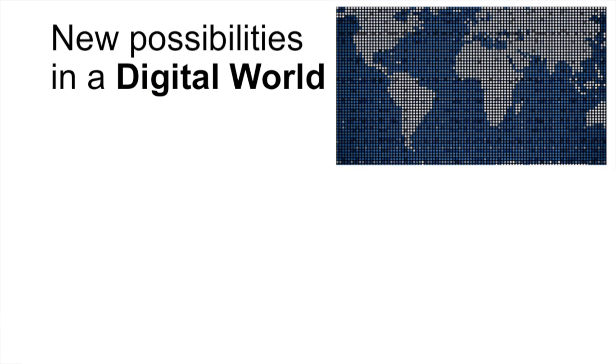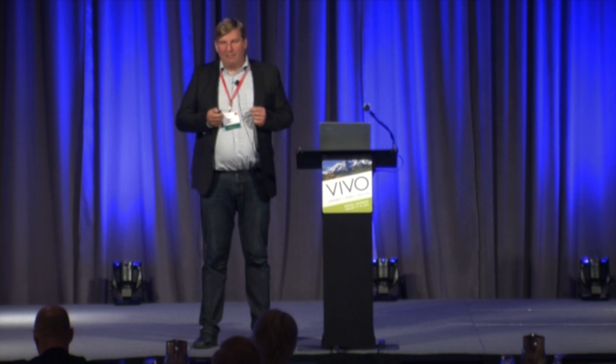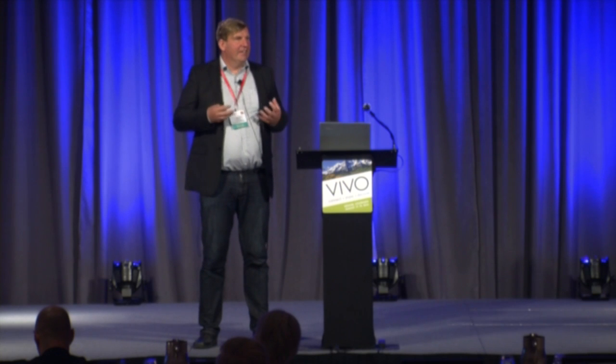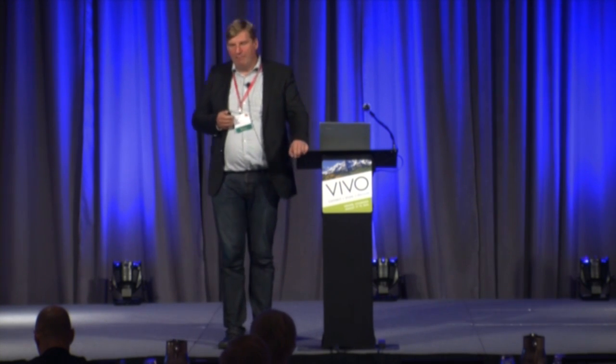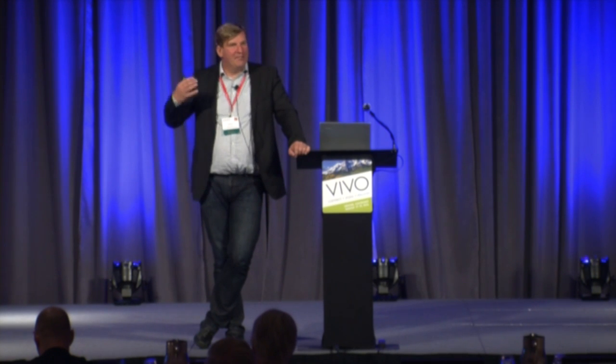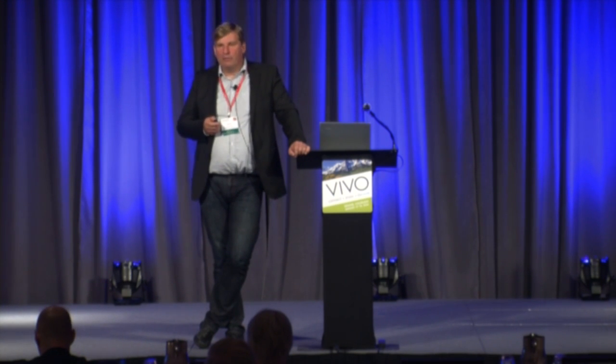What are these? We can really have machine-readable documents. Meanwhile, we can semantically represent the content in documents, so make them not only human-friendly, human-readable, but also machine-readable, so that the machines can assist us in digesting and finding and retrieving the right information at the right time. We can make the content also more dynamic, integrate interactive examples, have different levels of granularity, mark maybe parts in documents which are required to read for beginners, but other parts which are relevant for more advanced readers.